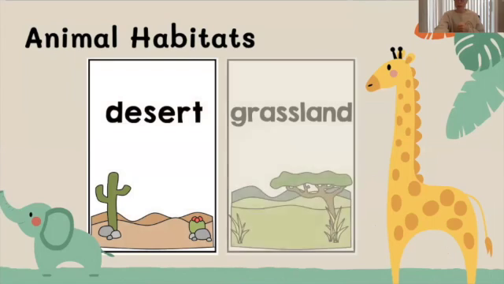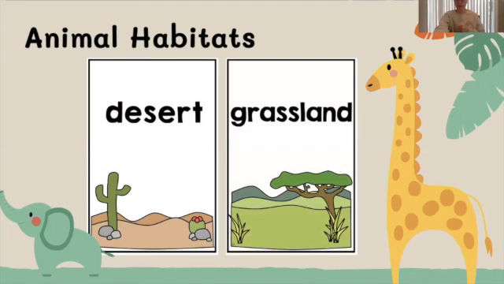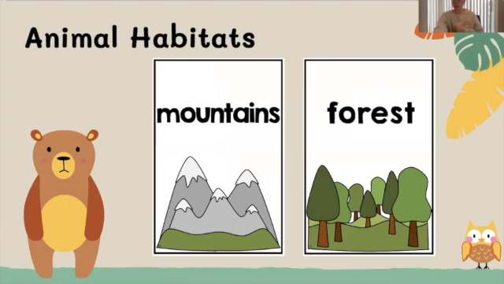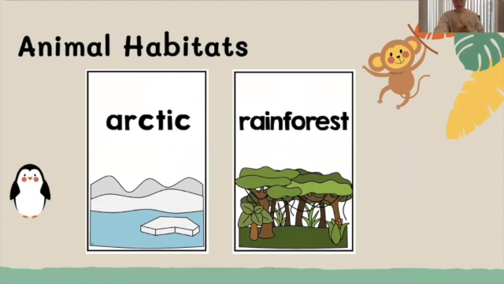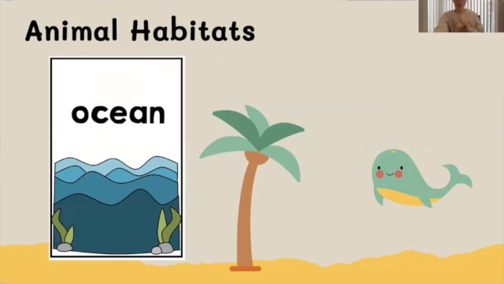There are desert habitats, grassland habitats, mountains, and forest habitats, which are interchangeable. They might be the same place sometimes. Pond and river habitats, the Arctic and the rainforest, and ocean habitats. And I even noticed that some of you found that your animal lives in a totally different habitat than the ones that I gave you. That's okay. You're the one that did the research. You are the master scientist and you know your animal best.